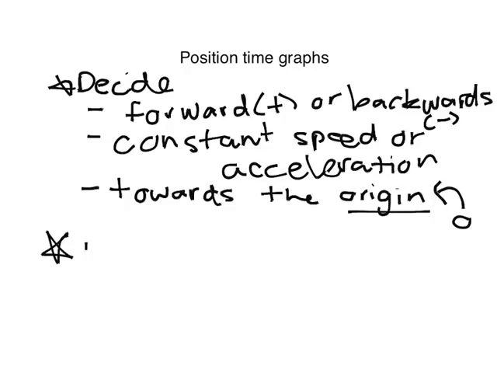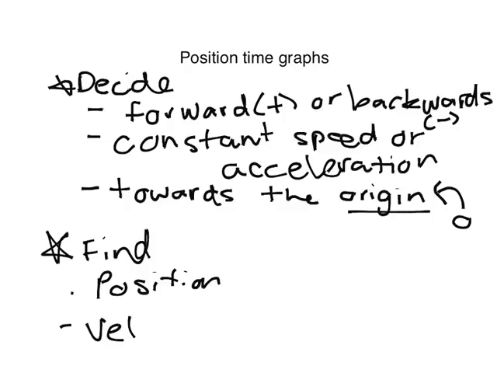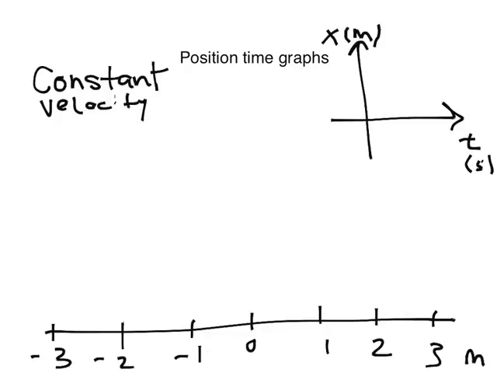You also will need to be able to find position. That's going to essentially be looking at your graph and finding a point on your graph, but also velocity. Remember, we talked about slope, and we need to be able to figure out what the velocity is from the slope of your position graph. Alright, so we're going to first work on what constant velocity looks like.